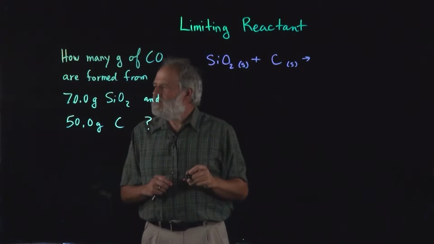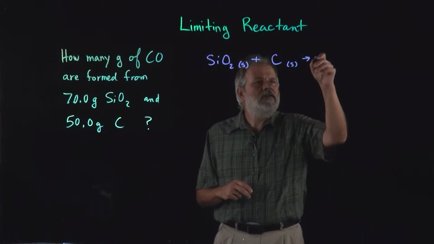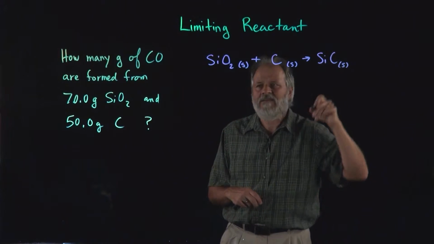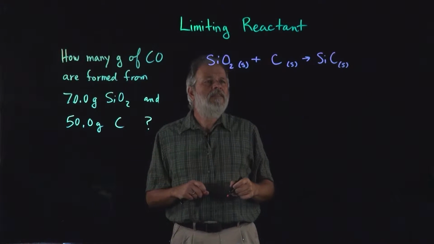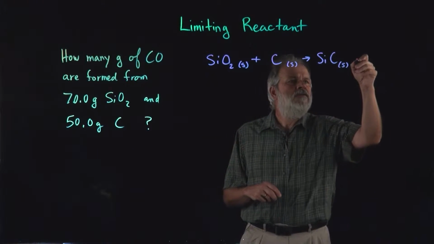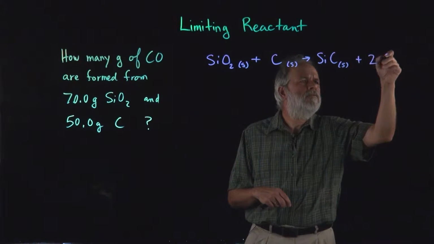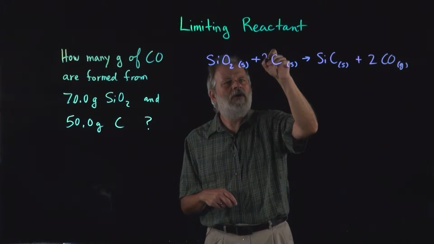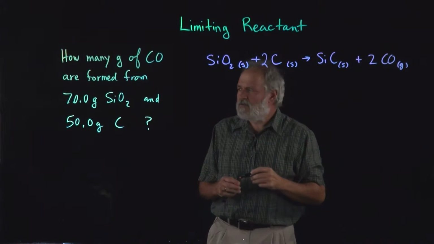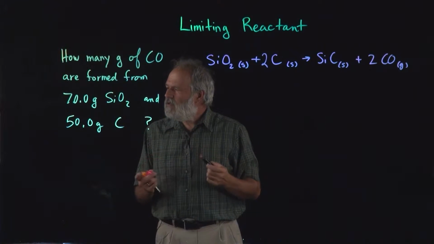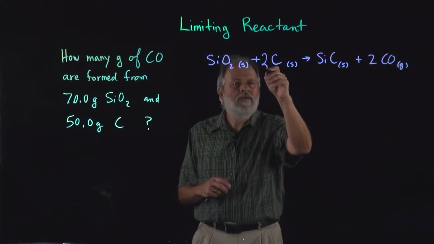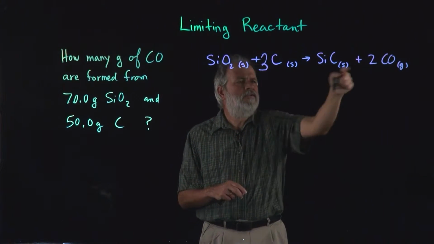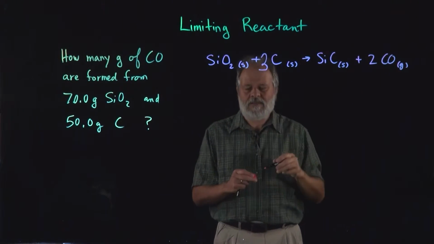And so what happens is you get silicon carbide as one of the products. You would not be expected to know that, of course. And then two COs, which is carbon monoxide gas, and that requires two of these. All right, so the stoichiometry is 1, 3, 1 and 2. All right, I forgot about that carbon right there.